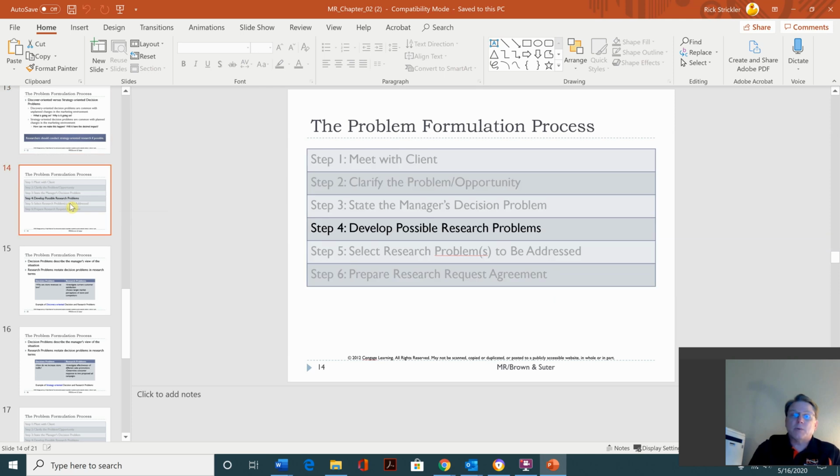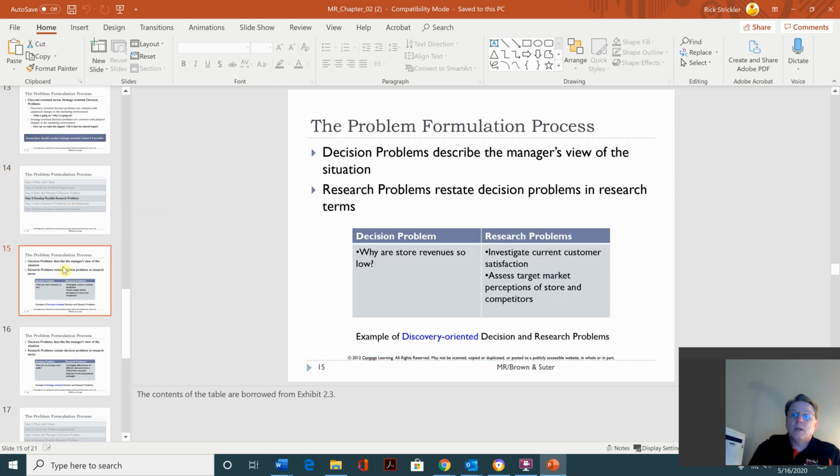Step 4, develop possible research problems. The problem formulation process. The decision problem describes the manager's view of the situation. The research problem restates the decision problem in research terms. So we go from why are store revenues low? That's a practical question. The research problem is to investigate current customer satisfaction and assess target market perception of the store and competitors.